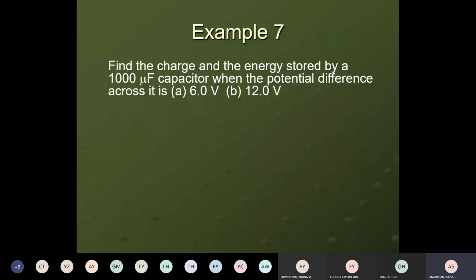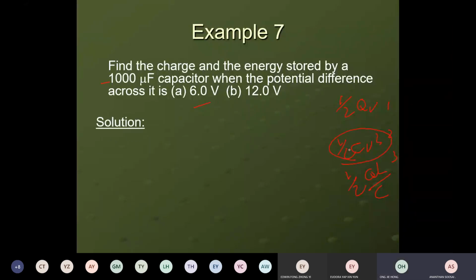Find the charge and energy stored by a 1000 microfarad capacitor when the potential across it is 6 volts. So how much energy is stored? In your mind, you must have three formulas: half QV, half CV squared, half Q squared over C. These are the energy formulas. In this case, which formula do you use, 1, 2, or 3? Check the availability of the information. You have C and V, so you use the second one, half CV squared.